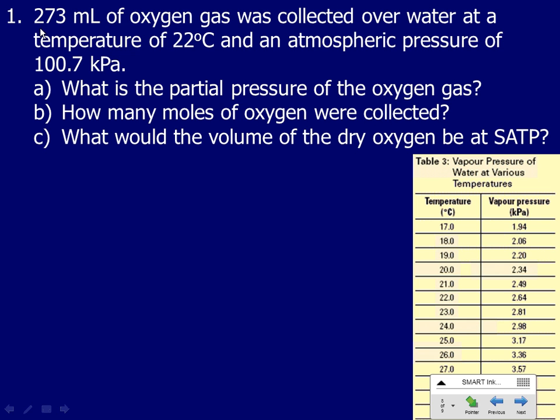So we've collected some gas, 273 milliliters. We collected it over water, which means we've pushed the water down. The temperature is 22 degrees Celsius, and the atmospheric pressure is 100.7 kilopascals. That's the outside, which means that's the total. What's the partial pressure of just the oxygen gas? Well, the pressure of the gas, in this case O2, is equal to the total pressure, the outside, minus the pressure of the water.